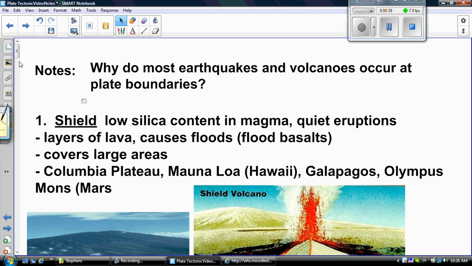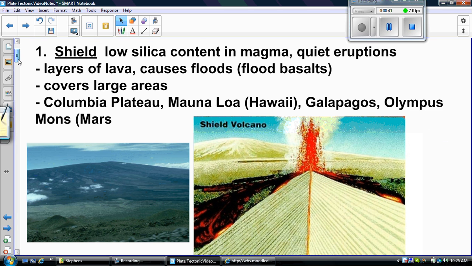Okay, so we're going to first start talking about volcanoes. So volcanoes, there are three different types. There's a shield, composite, and cinder cone volcano. A shield volcano has low silica content in the magma. Silica is a compound of the elements silicon and oxygen.